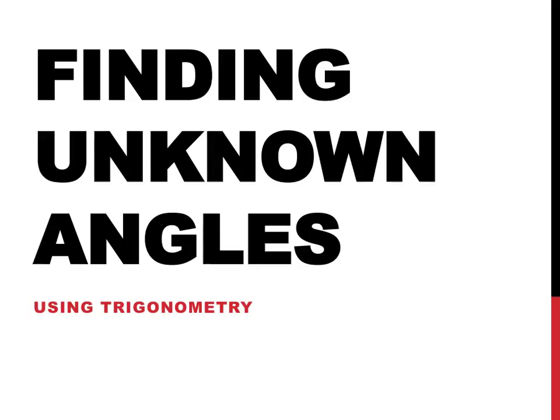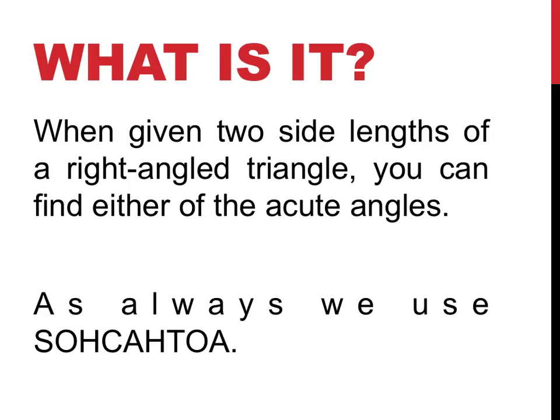Okay guys, welcome to a video tutorial on finding the unknown angles in right angled triangles using SOHCAHTOA. When given two side lengths of a right angled triangle, you can find either of the acute angles. It doesn't really matter which one, but you can find either of the acute angles. And as always, we continue to use SOHCAHTOA.